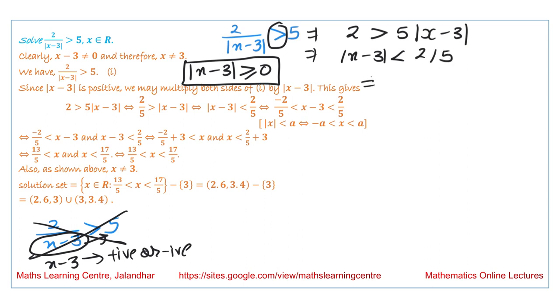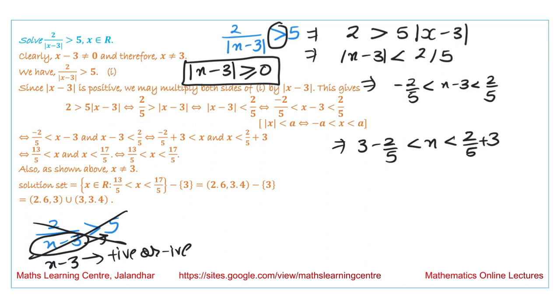So this implies that minus 2 by 5 is less than x minus 3 is less than 2 by 5. And this implies that, adding 3 to all the terms of this inequality, 3 minus 2 by 5 is less than x is less than 2 by 5 plus 3. So this gives us that 13 by 5 is less than x is less than 17 by 5.